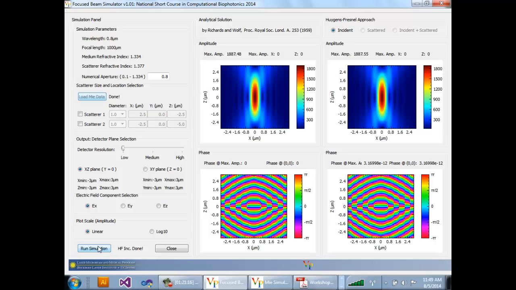So you can toggle between these radio buttons and find the scattered field and incident plus scattered field. And here you can see different components, EX, EY, EZ. You can select those components and see what the amplitudes are, and if you want to see log scale, you can look at log scale. If you want to zoom in a little bit more, you need the mouse wheel button, so you can zoom and see what's happening in the middle.